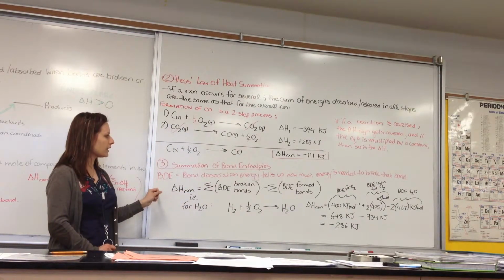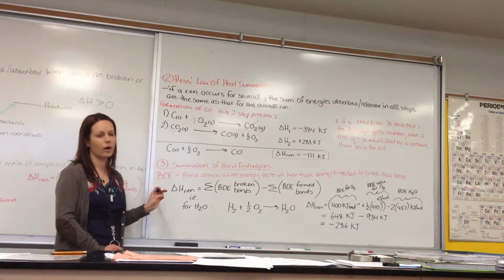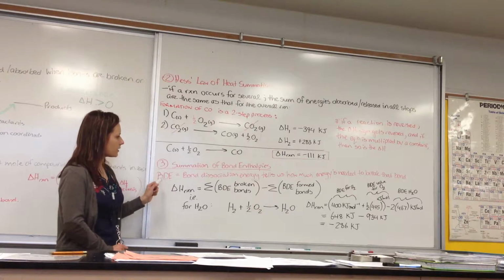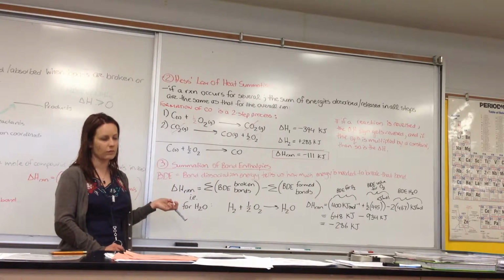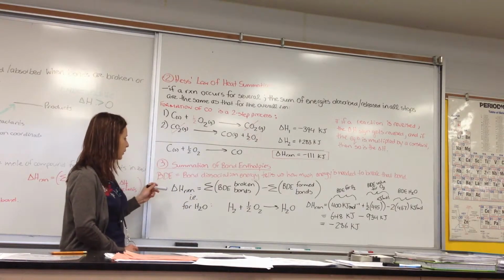The third way is using the summation of bond enthalpies, and you'll be given bond enthalpies in either a table format, or it's also a value that could be found in the back of the book.